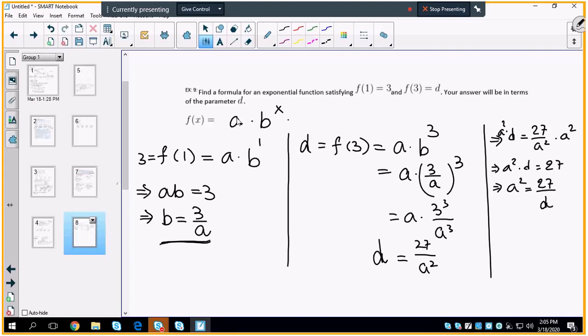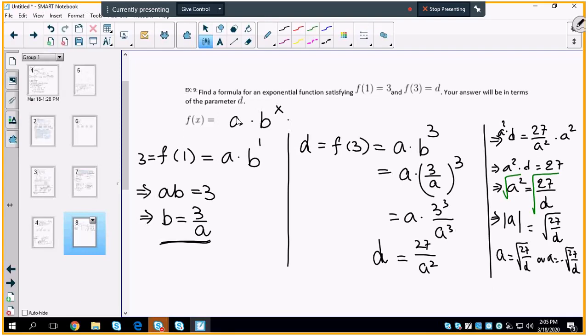Then I take the square roots on both sides. If I do so, I will get the absolute value of a. Remember, I'm taking square roots, so I will get an absolute value. Don't worry about the right hand side. It's just going to be the square root of 27 over d. Remember, I get two answers: a equal to the square root of 27 over d, or a equal to minus the square root of 27 over d. Which one do I pick as my right answer?